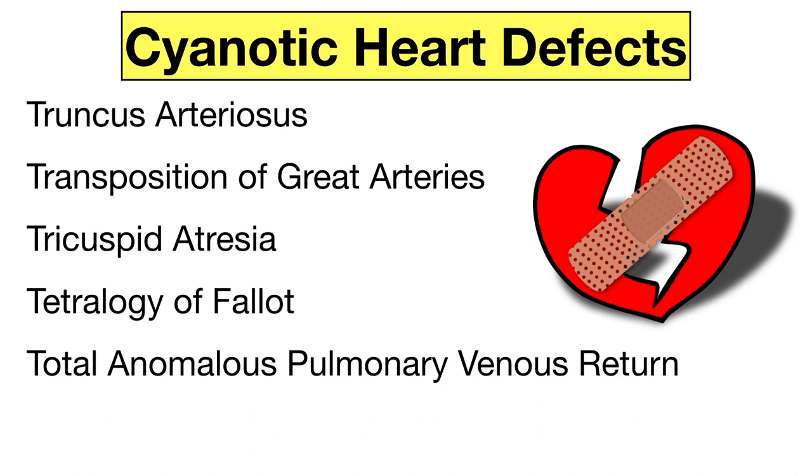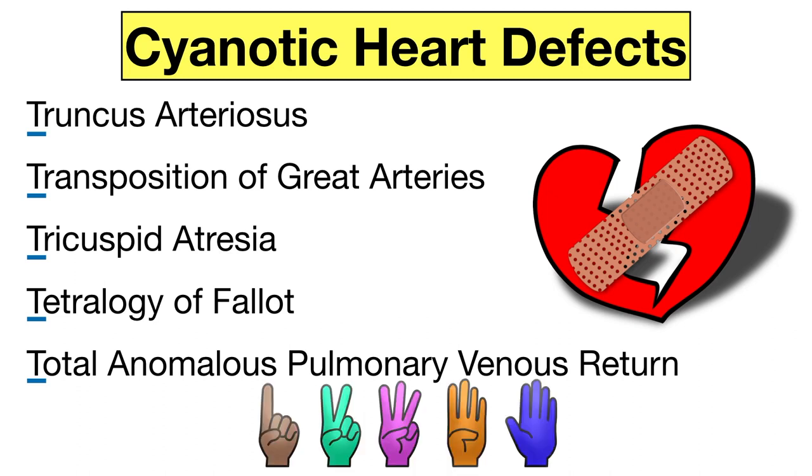Here is a list of the main cyanotic congenital heart defects. In other words, they're the heart defects that can cause cyanosis. The first trick is you can see they all start with the letter T. So when you see a congenital heart defect on an exam that starts with the T, there's a good chance it's a cyanotic heart defect. Now the cyanotic defects shown can be tough to remember, so let's go over a trick to help you with this. The trick is to count them off on your fingers.